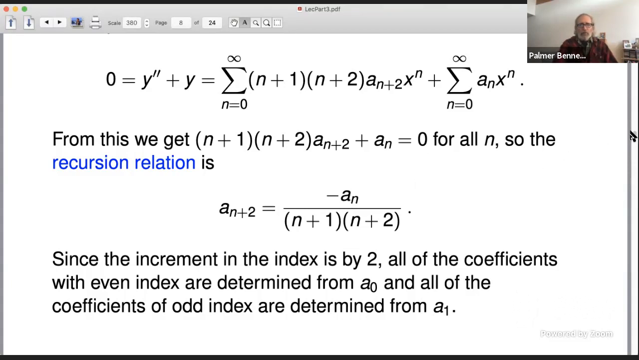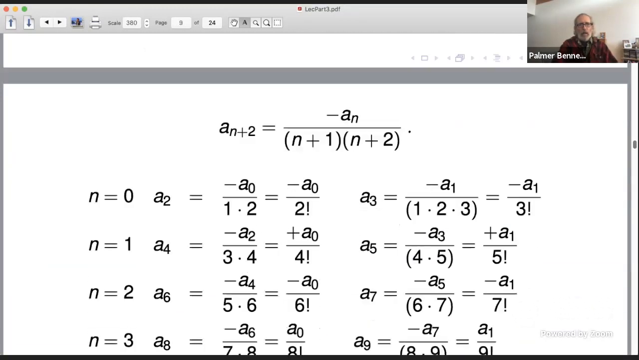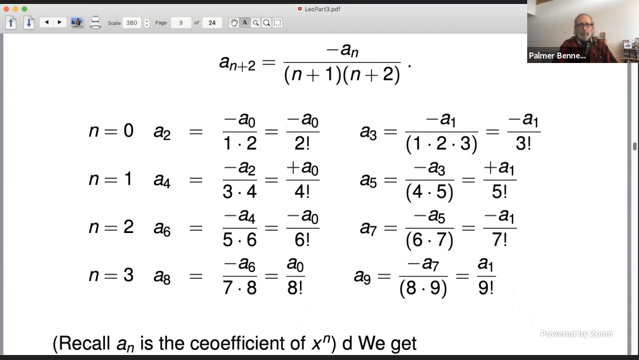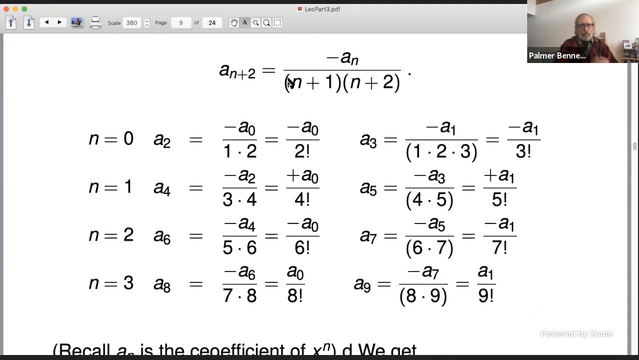Okay? This is called the recursion relation. It's also an inductive formula. We determine the coefficients inductively. One of them produces the next one. All right, and here's the list. Here's how this goes. Again, I just copied the recursion relation here. a_(n+2) is minus a_n over n plus 1, n plus 2. And then you should read these as two different columns. Read here and then go down.